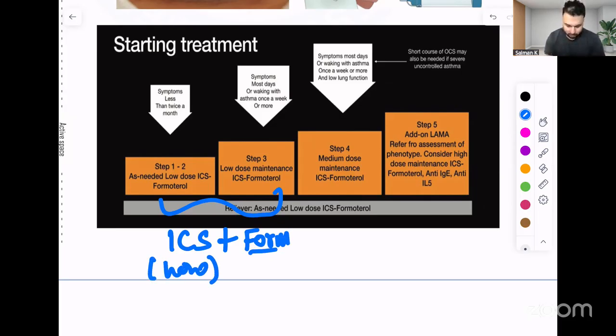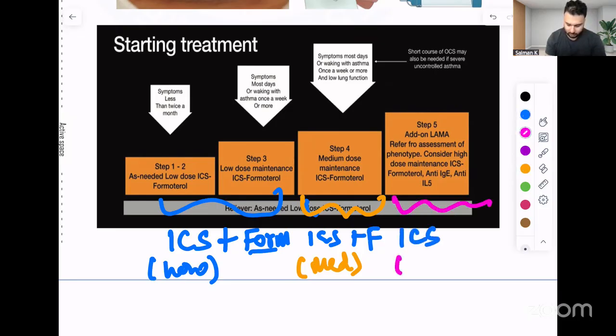Let's say this is not enough. Then what do you do next? Next, same ICS plus formoterol, but you increase the dose to medium dose. Next, if this is also not working, then what do you do? Increase the dose of ICS, obviously. You will go for high dose of ICS plus formoterol as usual. And if you need, you might need to give a specific drug for the phenotype. Okay, specific drug for the phenotype.